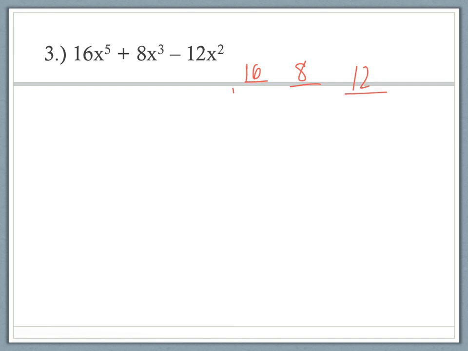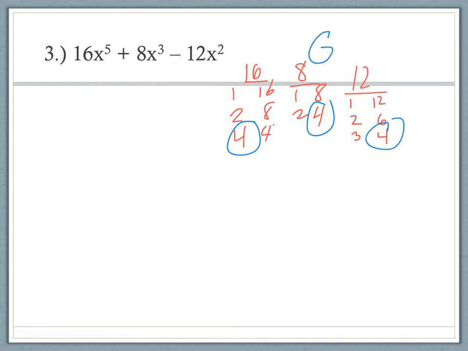So I know 16 is 1 and 16, 2 and 8, 4 and 4. Okay. 8, I can multiply 1 times 8, 2 times 4. Okay, and that's it. 12, we have 1 and 12, 2 and 6, and 3 and 4. So if I look through these, okay, my greatest common factor is a 4.